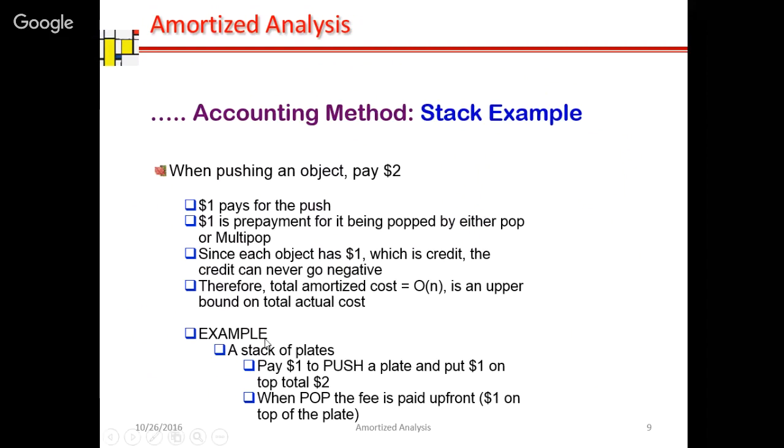Just a simple example again. Take an example of a restaurant where you're arranging a stack of plates. When you push a plate into the stack, you pay $1 for the push, and you put $1 on top of the plate that you've pushed. So for a single operation, we spend $2. And when you pop that particular plate, removing it from the stack, the dollar right on top of that item is the price for that. So the actual price is 1, but the amortized cost was already sorted out during the push operation.